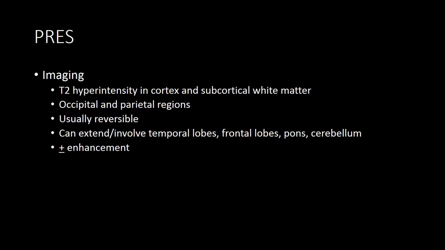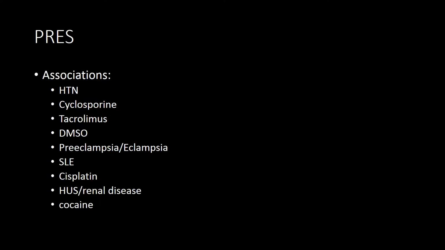It's usually reversible. It can extend to involve other lobes. It can involve the temporal lobes, the frontal lobes, the pons, the cerebellum. They may or may not enhance, may or may not have areas of susceptibility effect. There's a huge list of associations with PRES. The most common is hypertension. You also want to make sure to see the patients on any immunosuppressants, such as cyclosporin or tacrolimus. Patients with preeclampsia and eclampsia have increased incidence of PRES. Patients with SLE who are on cisplatin with any renal disease or cocaine have increased incidence of PRES as well.